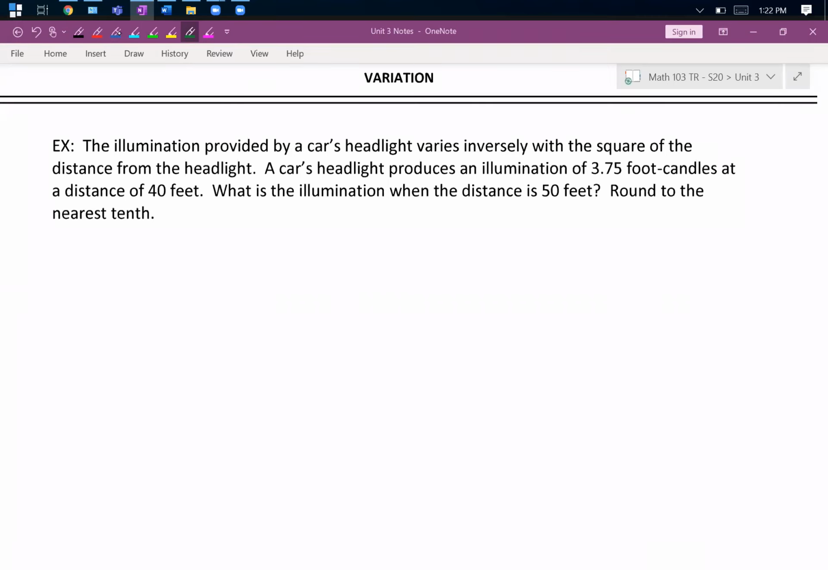Okay, so let's start with our general equation. The illumination varies inversely with the square of the distance. So we can get the equation I equals K divided by D squared. Anybody get anything different? If you use different variables, no big deal, but are we okay on the setup?